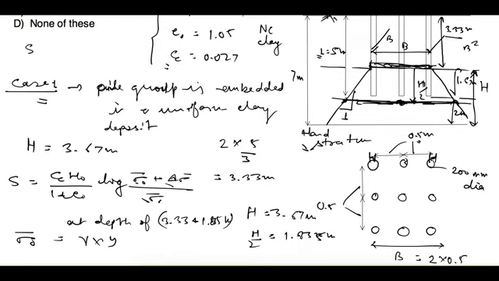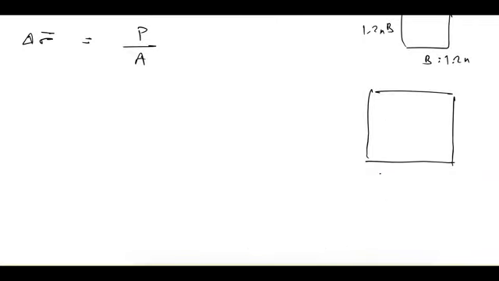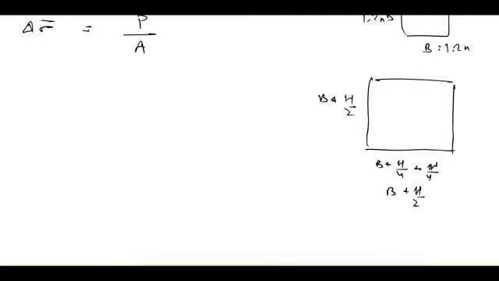Here we know this spread is h by 2, and this slope is 1 horizontal to 2 vertical. So up to this is b, and this is equal to h by 4, and similarly this part is also equal to h by 4. So b plus h by 4 plus h by 4 is equal to b plus h by 2, and similarly in this direction also it would be b plus h by 2. So b is 1.2 plus h by 2 is equal to 1.835, and similarly here 1.2 plus 1.835.